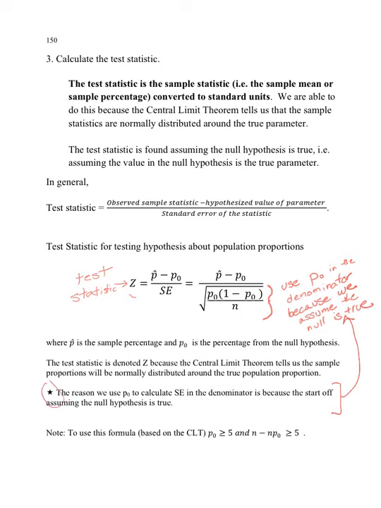And just one last note on this page, this is all based on the central limit theorem, so our central limit theorem rules hold true. And I see that there's a typo on this page. This should be n times p null is greater than or equal to 5, and n times (1 minus p null) is also greater than or equal to 5. So this is the same central limit theorem rules that we looked at before.